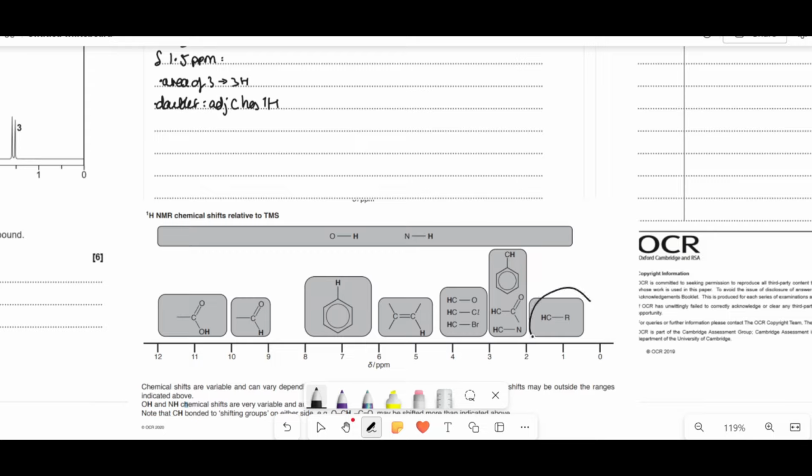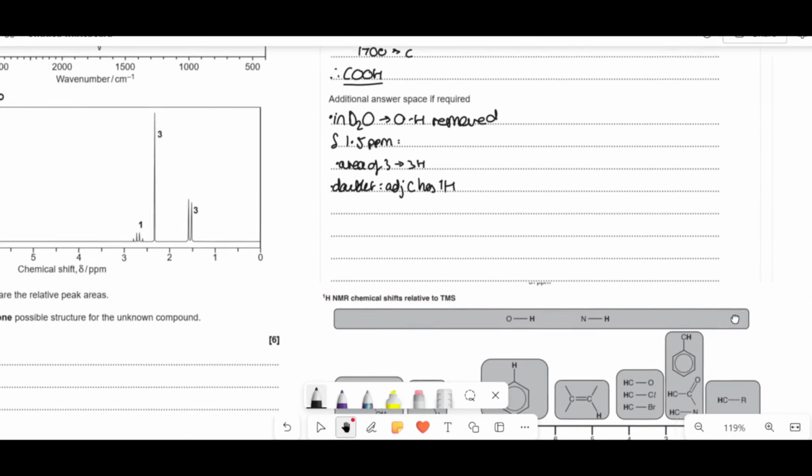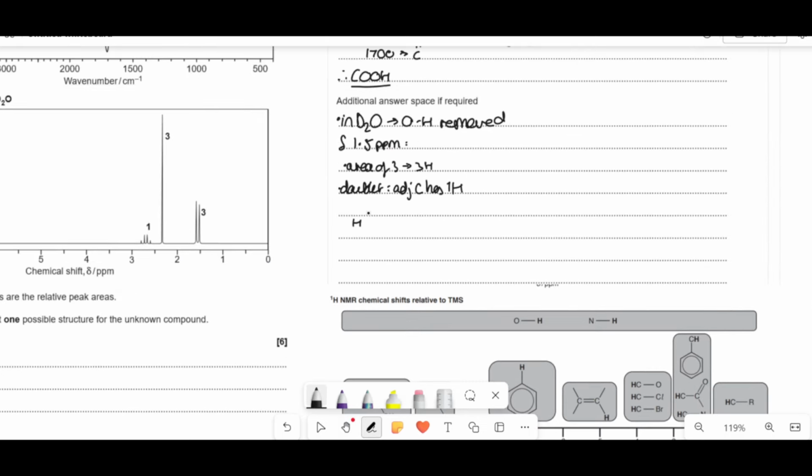Here, the data sheet is showing it's this, and can you see how that one's bold? That means that this environment is picked up with a 3 times. So there's going to be 3 of them, and the adjacent is going to have 1. So this piece here has to be, and draw the piece out, H, C, H, H, and it's bonded to a C with only 1 hydrogen on it. These are some other things that could go there.